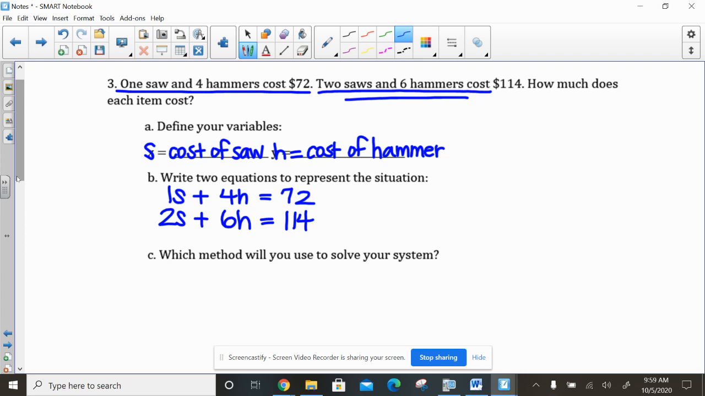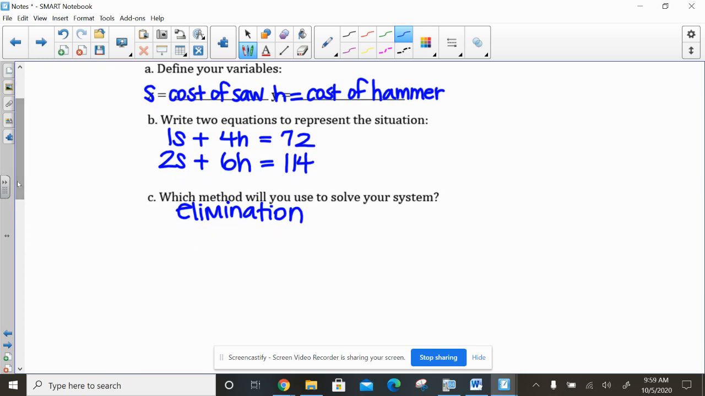And now the method I will use to solve this one, because everything is nicely stacked. I have my S's together, my H's together. I am going to use elimination. In order to do this, I need either the S's or the H's to cancel. You want to pick the one that's going to be the easiest to make cancel. I can make my S's cancel if I make it a negative 2S. So I'm going to multiply the top equation by negative 2.